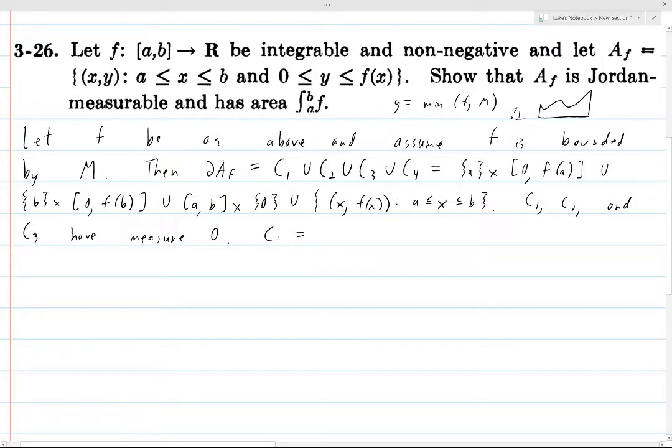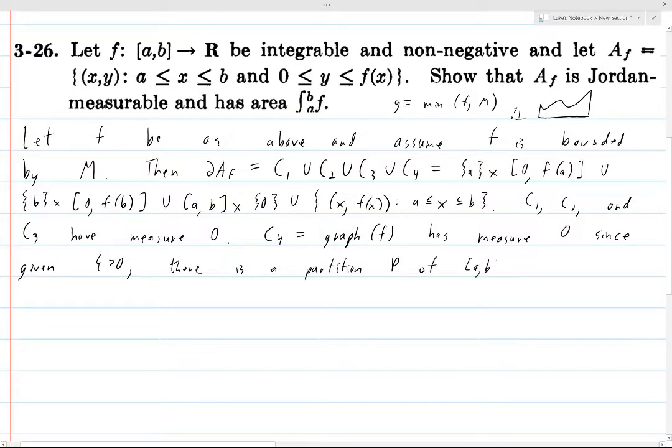C4, which is sometimes called the graph of f, has measure 0 since, given epsilon greater than 0, there is a partition P of the domain [a, b] such that the upper sum minus the lower sum is less than epsilon.